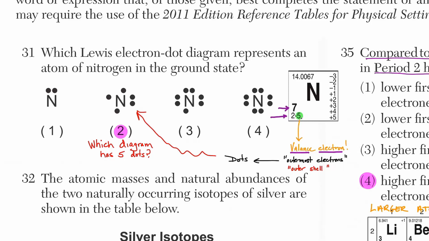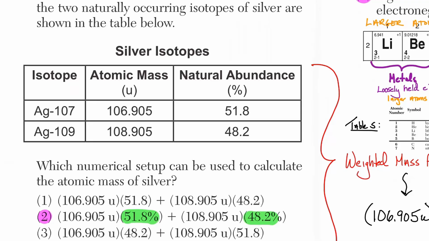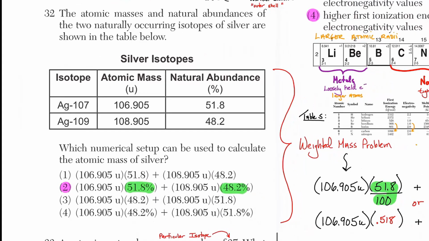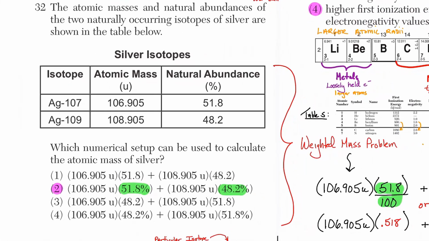Okay, 32. Oh my gosh, we got the word isotopes again. And this, my friends, is the weighted mass problem. Classic one. You'll see this in Part 2 a lot, where they have 2 isotopes. Notice there's silver. They're giving me a mass number. That mass number, of course, is indicative of the fact they're different because of different neutrons. They have the same proton number, same symbol, but there's a difference of 2 neutrons here.